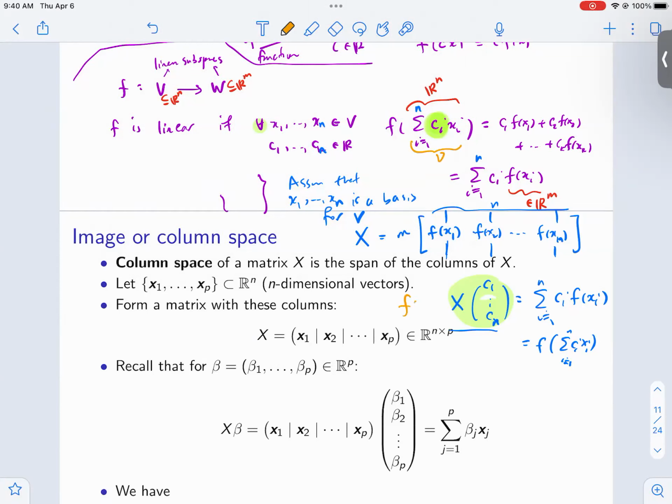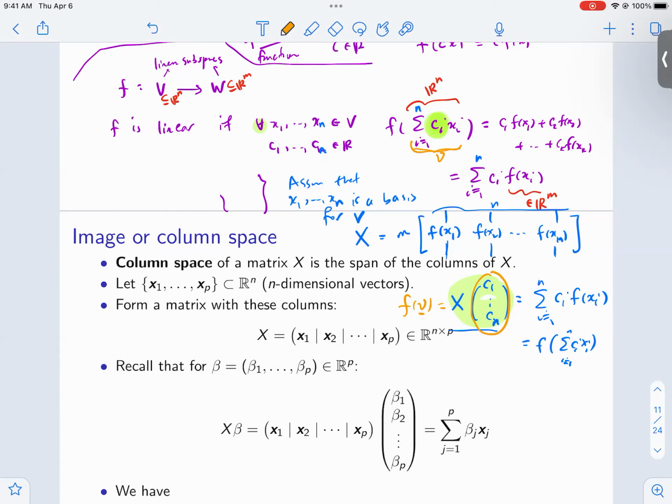So f of v is basically going to be x times this c, okay? And so for every vector v, it has a representation in the basis. Representation means it can be written as a linear combination with some coefficients. So let's call those coefficients the representation of v. I just take the representation of v as a vector, multiply x on the left, and this gives me the value of the function. So you can think of the linear maps as basically these matrices effectively.